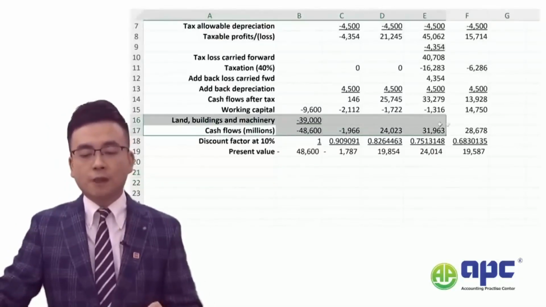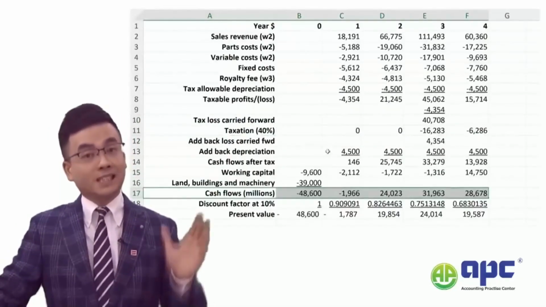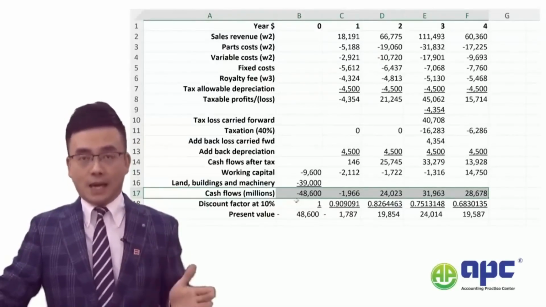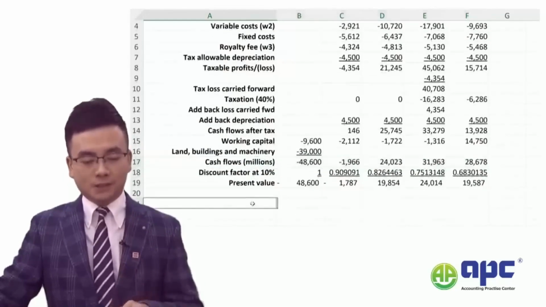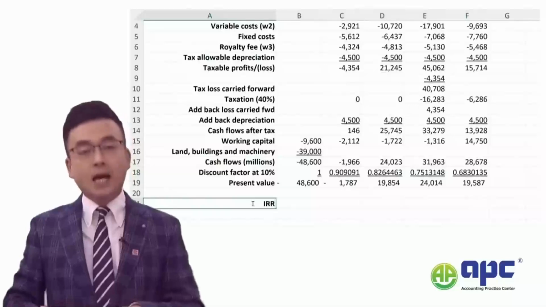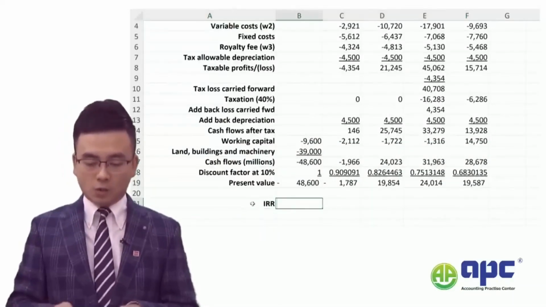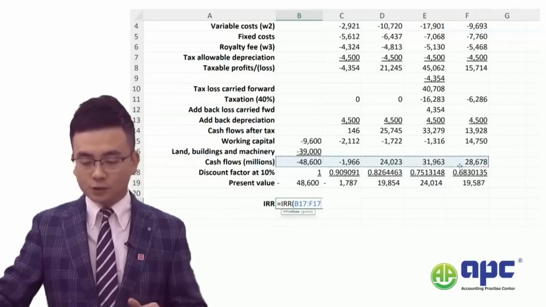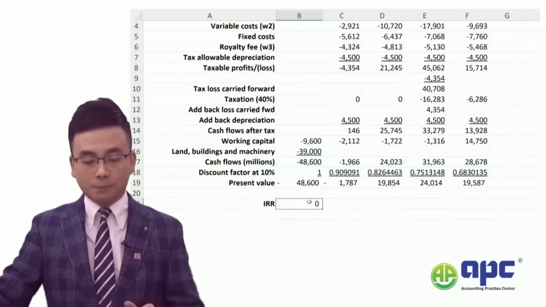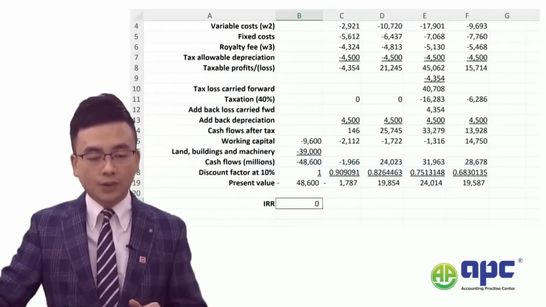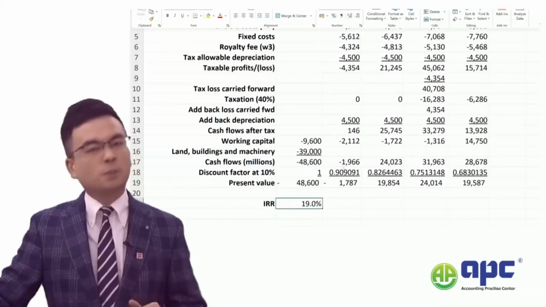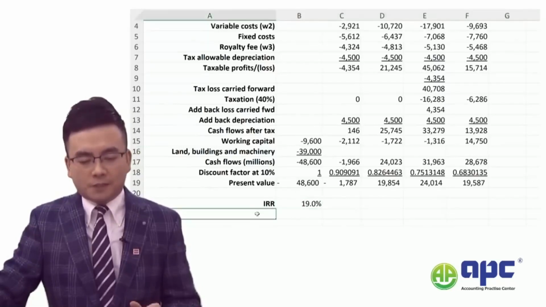Now, I would like to focus on the cash flows from year 0 up to year 4, of minus 48,600 and so on. I like to tell the examining team that I calculate IRR as equals IRR, open a bracket, select all these cash flows and press enter. Now, what I would do is increase the number of decimal places. It's about 19%.